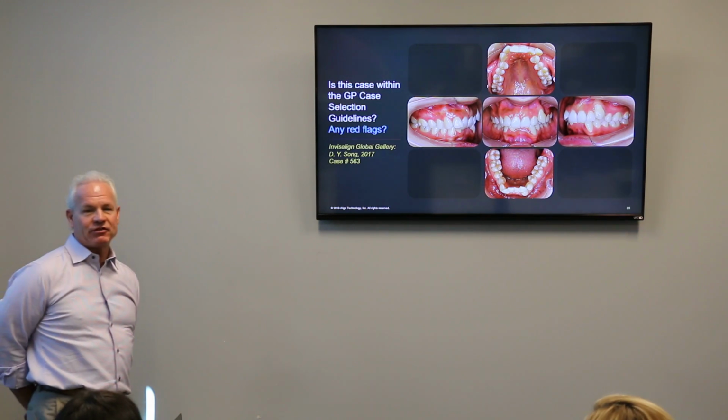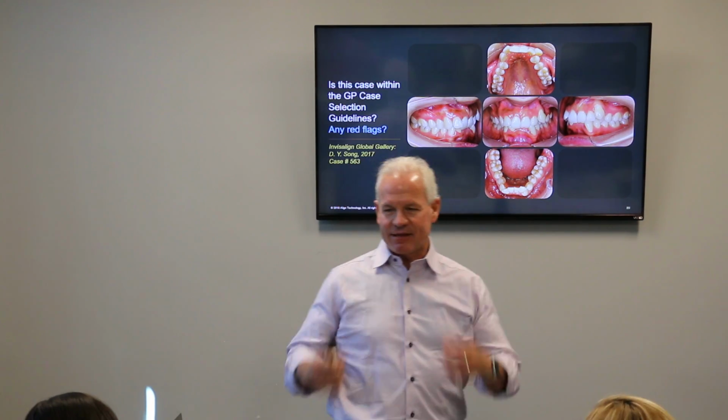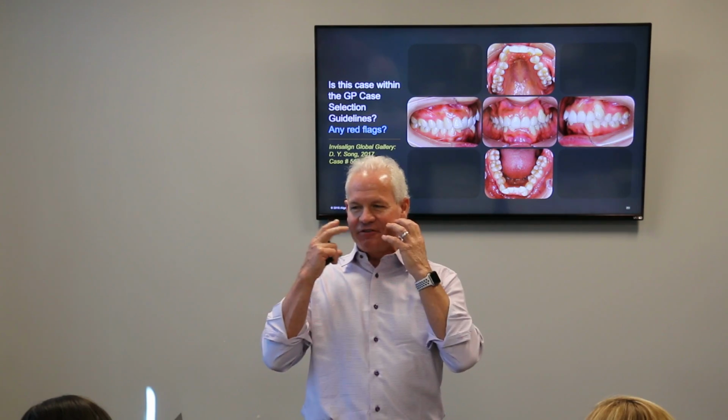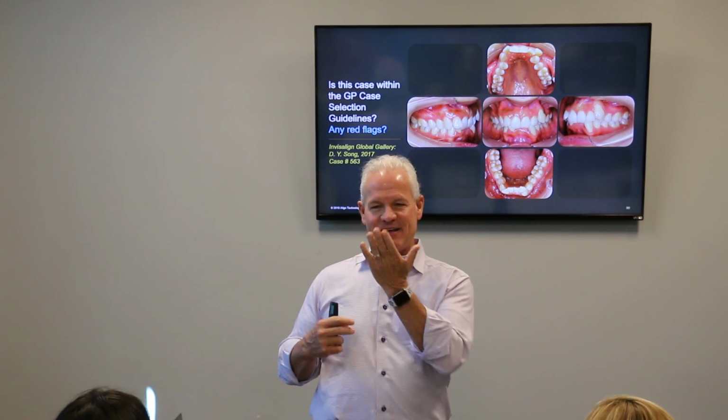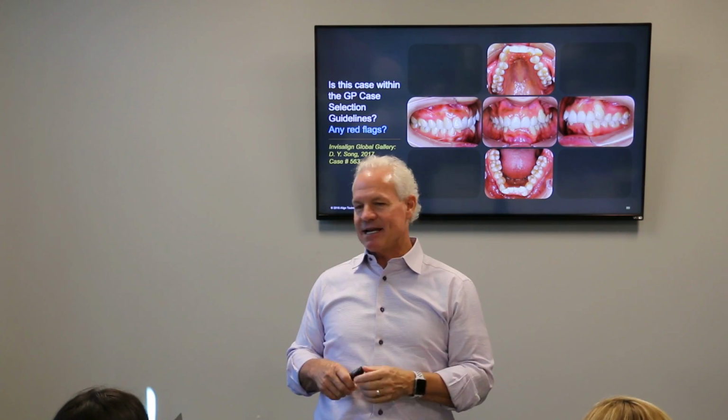Like class 2 division 2, right? You guys know what a class 2 division 2 bite is? Yeah, that's when the molars in the back are in a class 2 relationship, but the front two teeth are retroclined and then the laterals are flared out. That's what's called class 2 division 2.